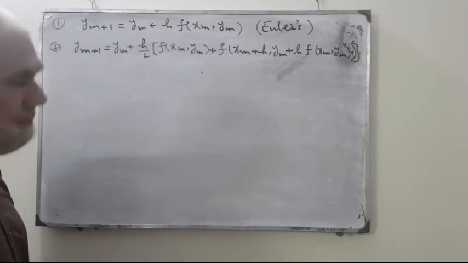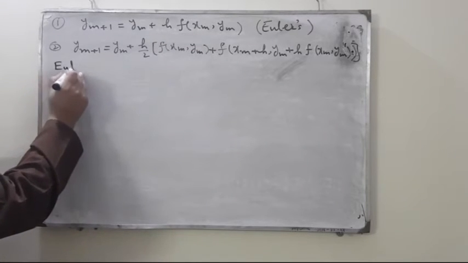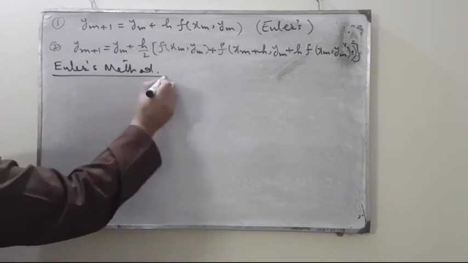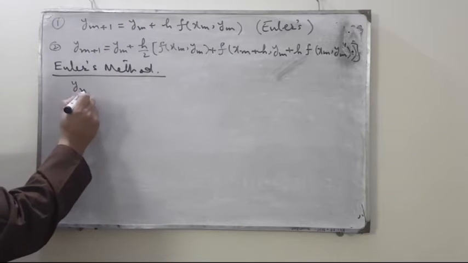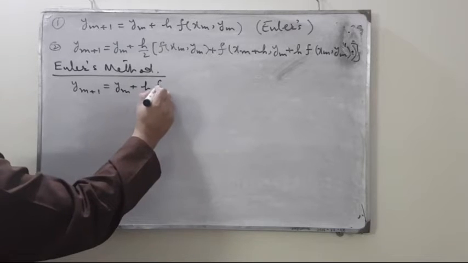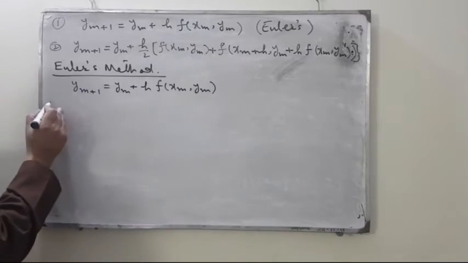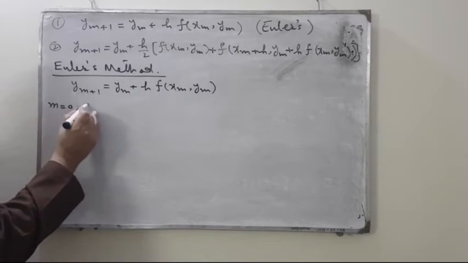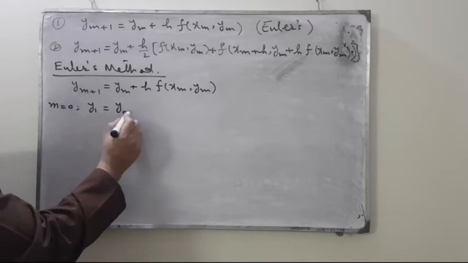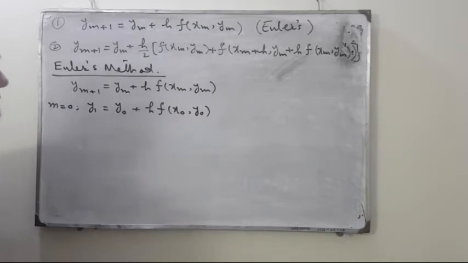Okay, now we use the first method, Euler's method. So to make a start, first of all you have to write down the formula. The formula is still on the board. You can write it directly. The first iteration starts by putting m equals 0. On putting m equals 0, everywhere the index will change: y1 equals y0 plus h f of x0 and y0.